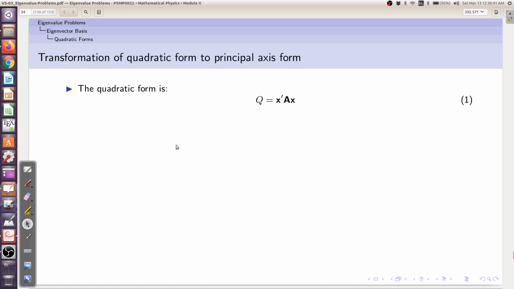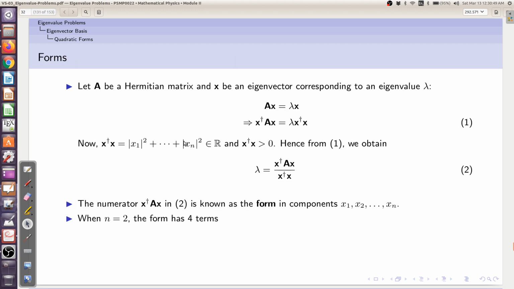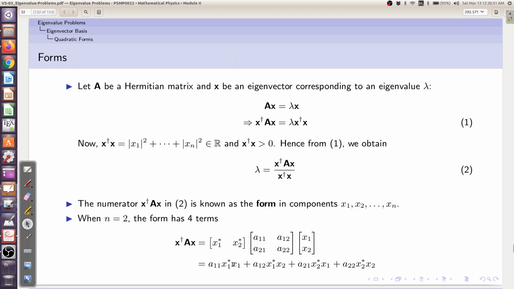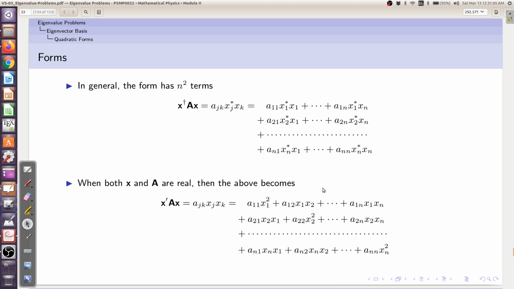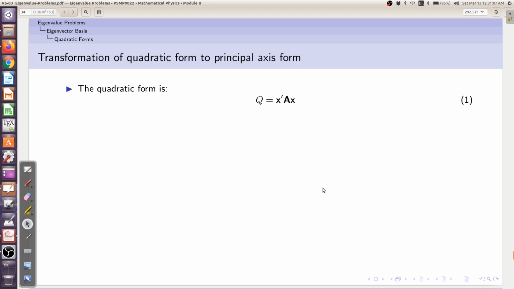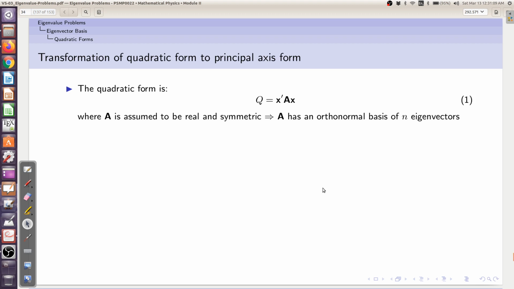Now we can transform a quadratic form to what is known as a principal axis form. A quadratic form has many cross terms, as you can see here. X1 is there, x2 is there, but here we have x1 x2 and x2 x1. So we have lots of cross terms. We can go from this quadratic form to another quadratic form which does not have these cross terms. That is known as the principal axis form.